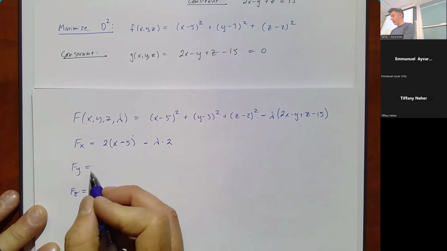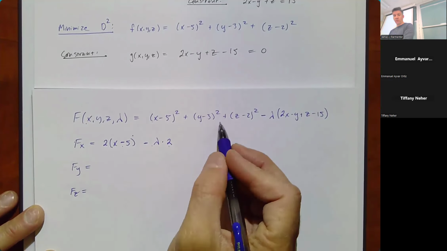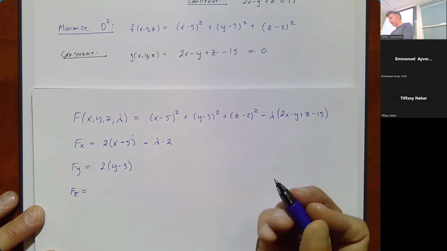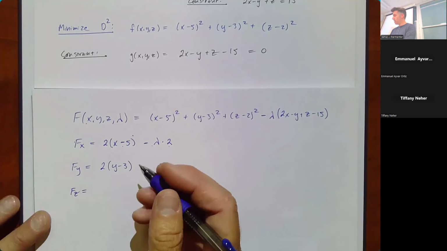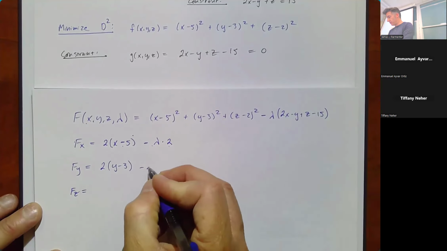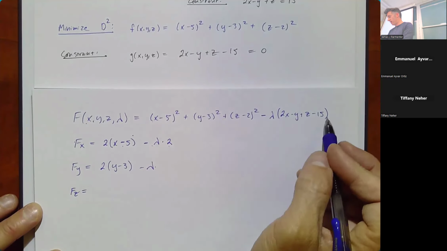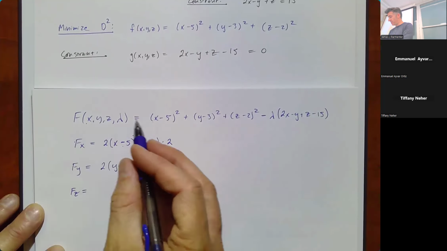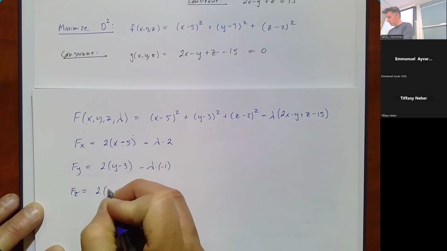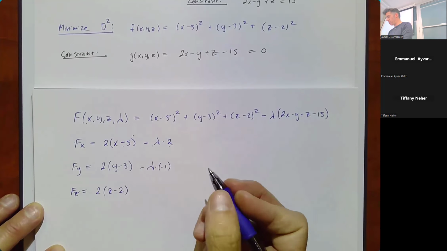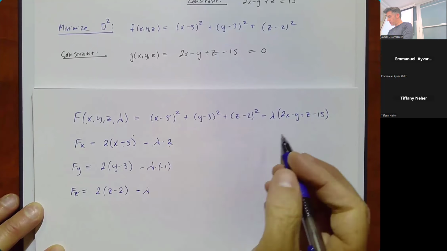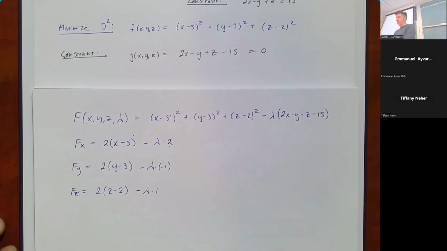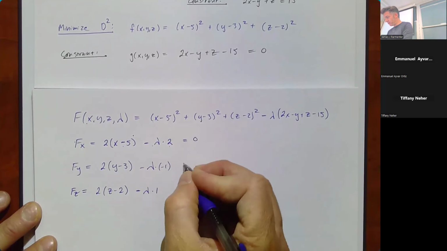For the partial with respect to y, same kind of deal. The derivative of y minus 3 squared is 2 times y minus 3 to the first times the derivative of the inside, which is also 1. And then minus lambda times the derivative of all that with respect to y, which is negative. And then thirdly, our Fz is going to be 2 times z minus 2 to the first minus lambda times the derivative of that with respect to z, which is going to be 1. And then we're setting each of these equal to 0.